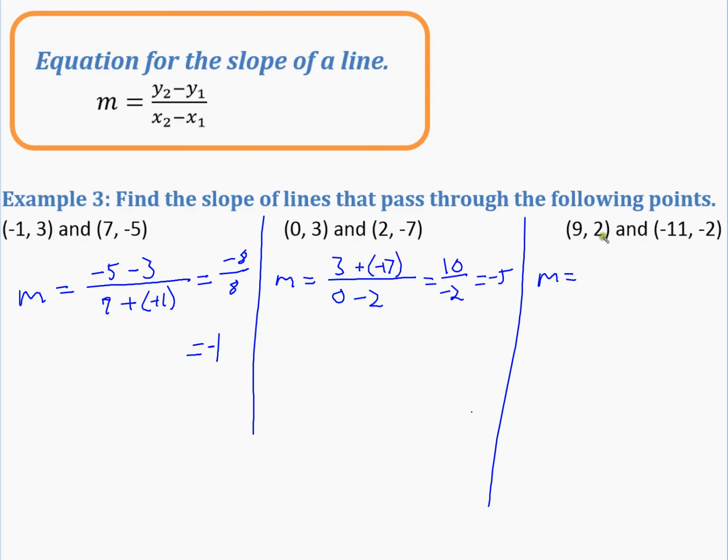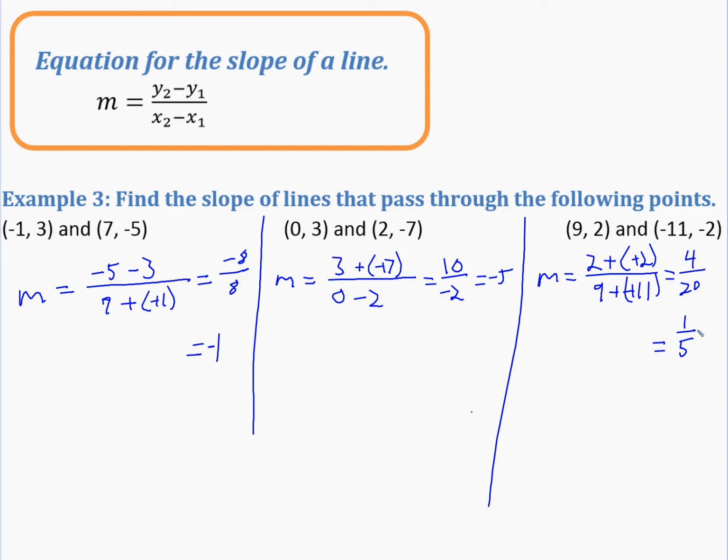And then for our last one, I really do like to have positives if possible, so I'm going to do the 2 first again. So 2 minus negative 2, and then 9 minus negative 11. So this is like a 2 plus 2, which is 4. 9, this is really plus 11, over 20, and that reduces to 1/5.